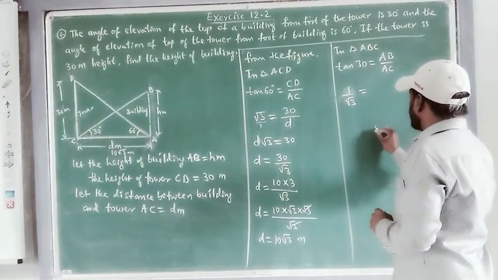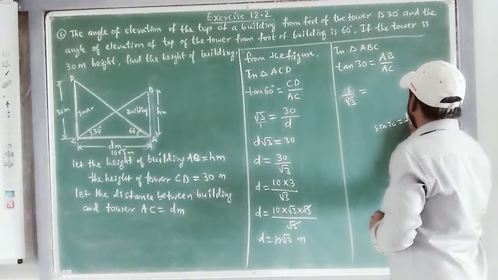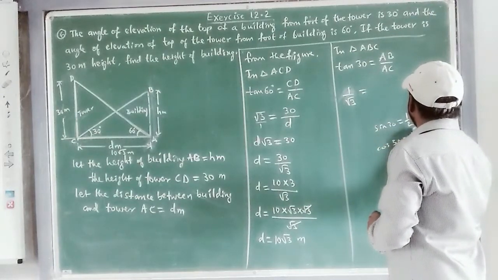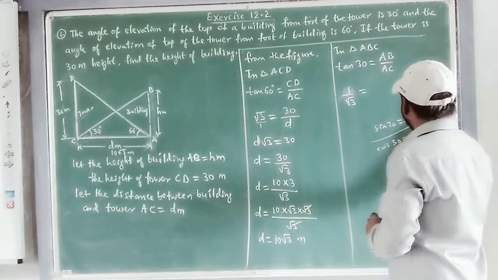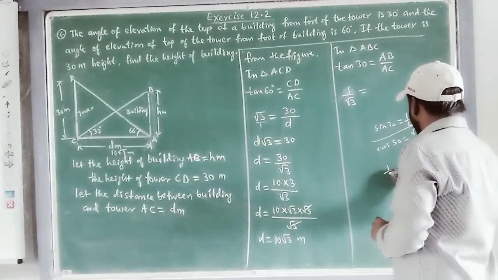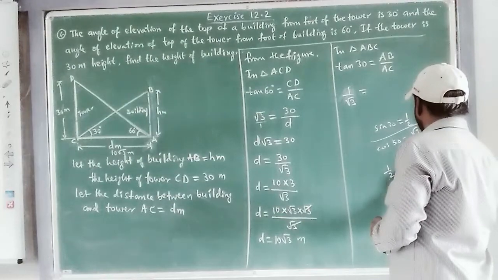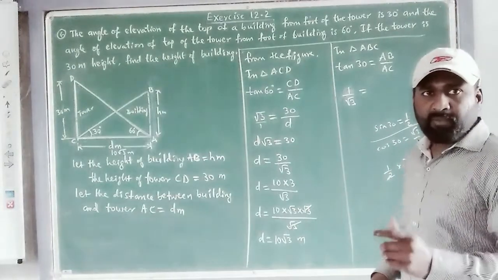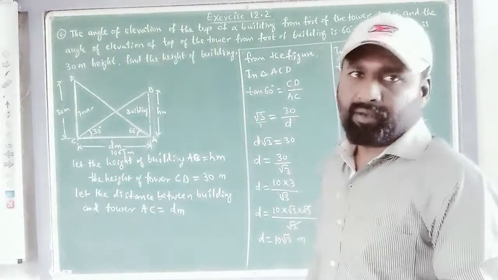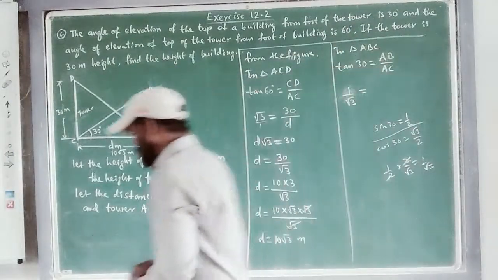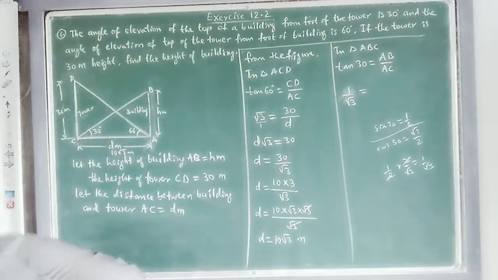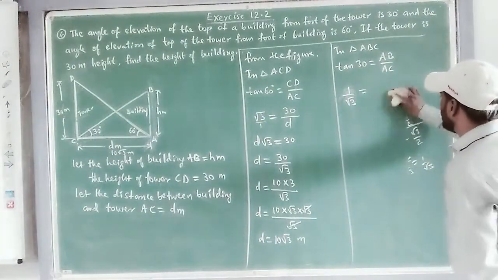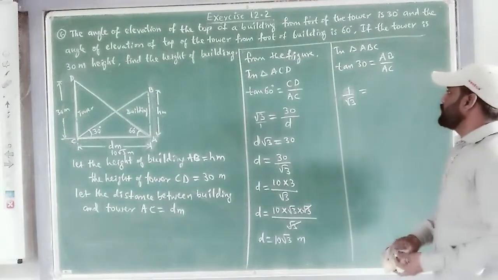See, sin 30 is 1 by 2. Cos 30 is root 3 by 2. Sin by cos is tan. So 1 by 2 into 2 by root 3. Here the 2s cancel, and 1 by root 3 will come. So simply if you remember sin and cos, you can get the tan. Substituting that sin value and cos value, sin 30 by cos 30, and simplifying, you will get the value of tan 30 as 1 by root 3.